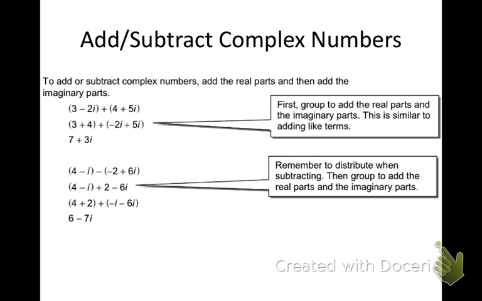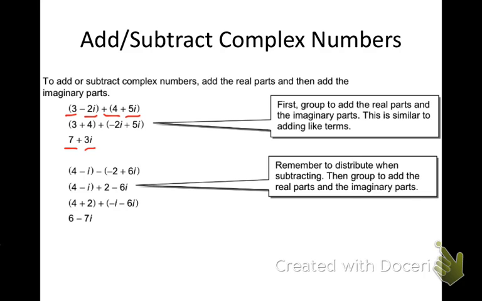The next part here, we're going to talk about adding and subtracting complex numbers. Adding and subtracting complex numbers is nothing more than combining like terms, or simplifying expressions, like we had in our warm-up today. Okay, so if you look at this problem, 3 minus 2i plus 4 plus 5i. You take 3 plus 4, gets me 7. Negative 2i plus 5i, I get 3i. My answer is 7 plus 3i.